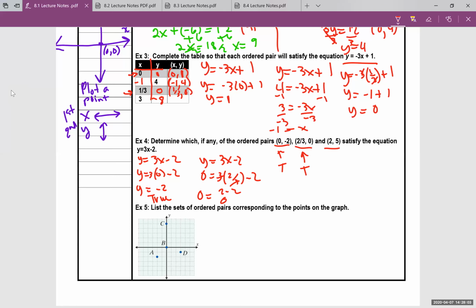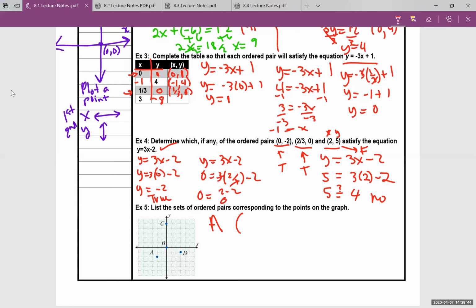And what do you think about the last one? They can't all be true. Y equals 3x minus 2. Let's put 5 in for Y, because that's our Y value. Does that equal 3 times 2 minus 2? Does 5 equal 6 minus 2? No. So this one is false, meaning it does not satisfy the equation. But what that also means is that it is a point that does not lie on this line. This is an equation of a line.